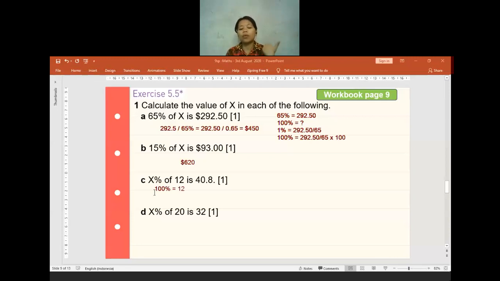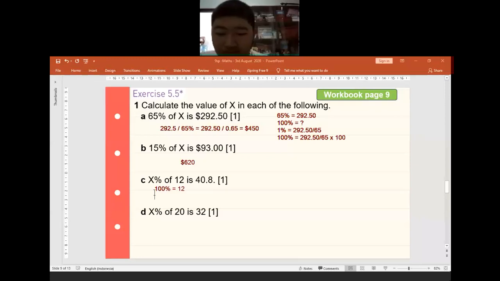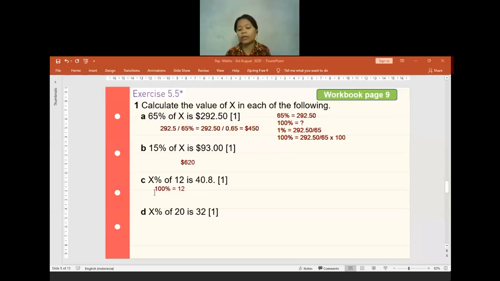Now we have that 100% is equal to 12. We need to find the 40.8. It will be equal to how many percent? You can find the one first maybe. So if I do 100% divided by 12, it will be equal to 1. Is there anyone who disagrees if I make that ratio? Is there anyone who is confused?